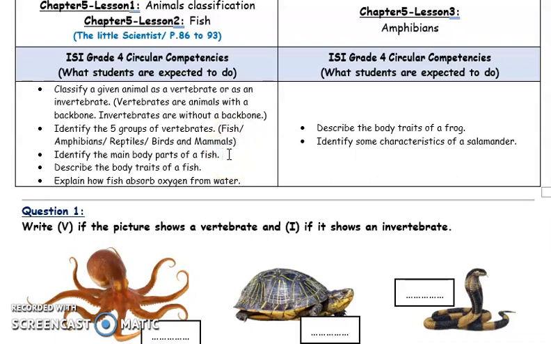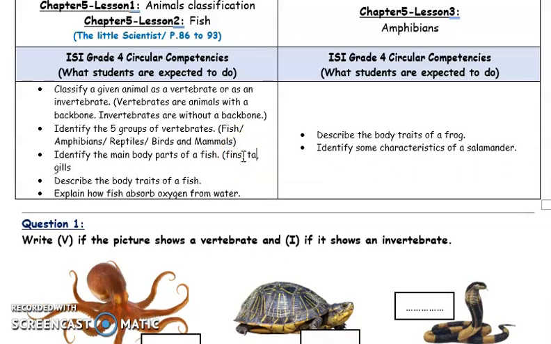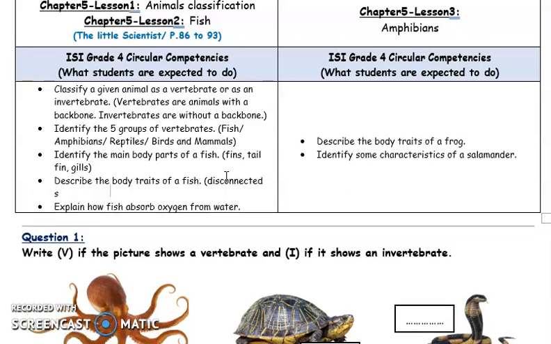What are the main body parts of a fish? Fish live in water. They use their fins to swim. They use their gills to breathe. And they also have a tail fin that helps them move forward in water. A fish is covered with disconnected or detached scales.